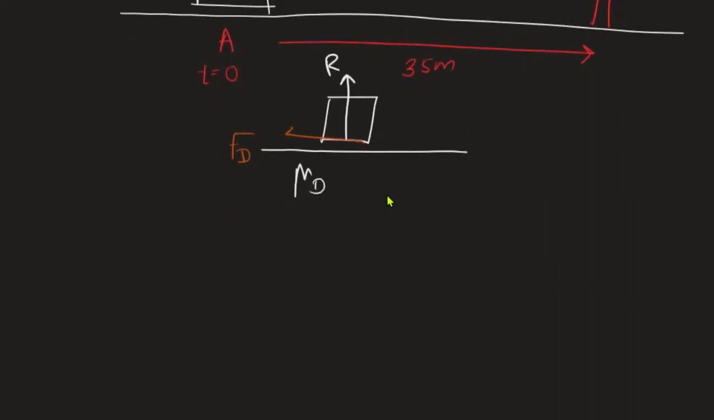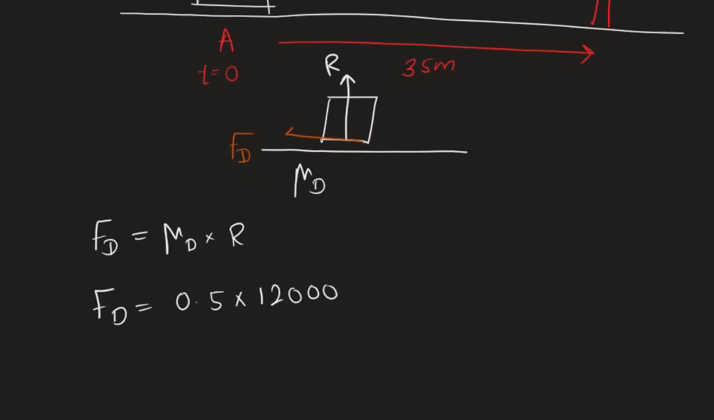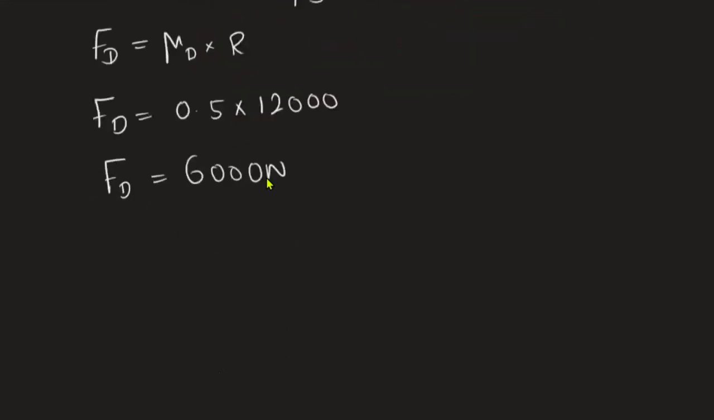Okay, so can't we find FD? Yeah, it's pretty easy. FD is equal to mu D into R, right? Mu D was given to be 0.5 if I'm correct, right? R is mg, 1200 into 10, which is 12,000. So FD is 0.5 into 12,000. It's going to be 6,000 newtons acting in the reverse direction, right? Clear.